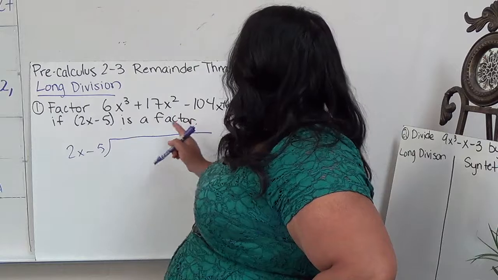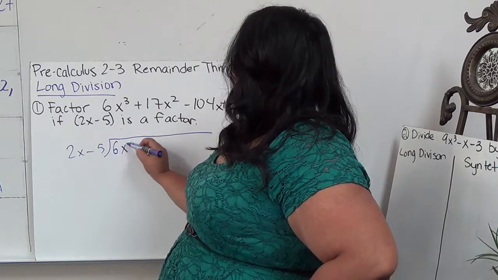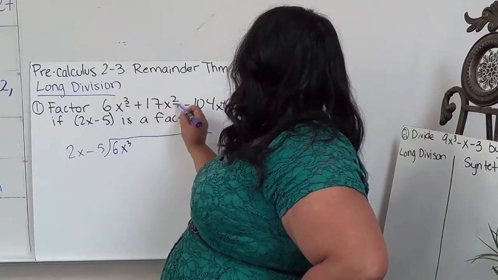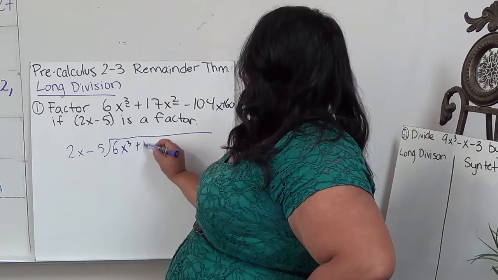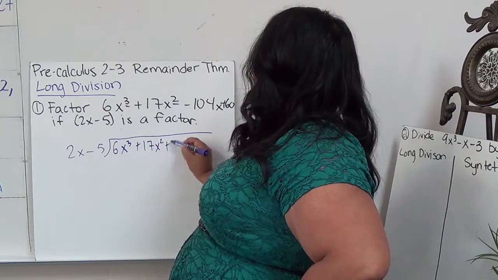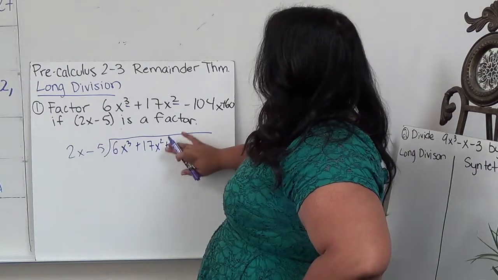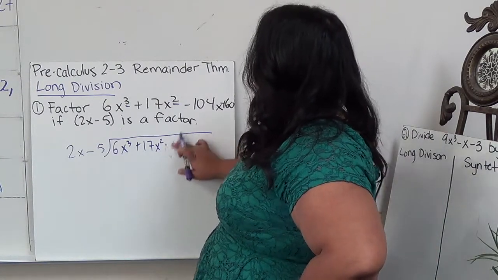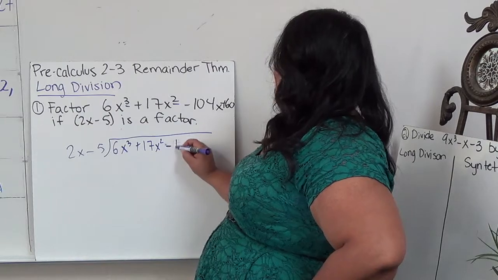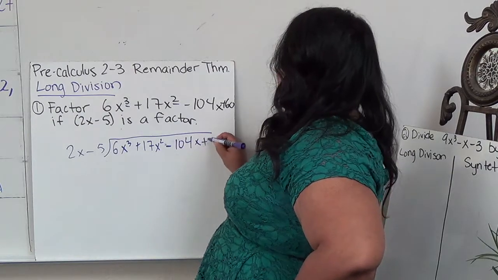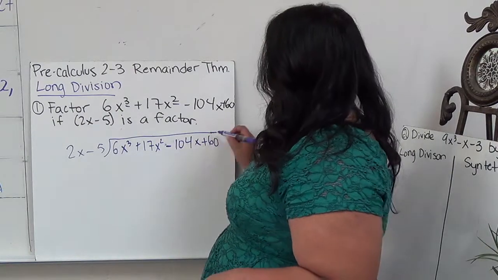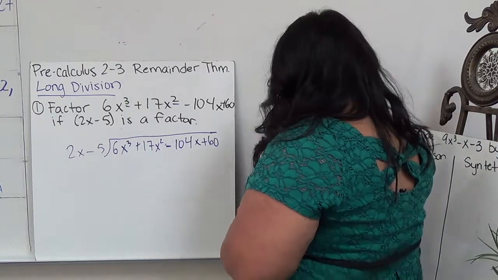And anything missing, I put in a placeholder 0. So 6x cubed, plus 17x squared, and I'm missing an x... oh no, there is an x. But if there wasn't, I would put a placeholder 0. Just a reminder. Then minus 104x plus 60. Right, so this is long division.